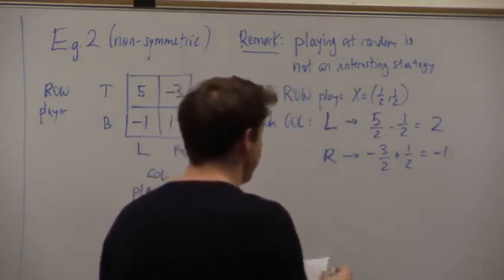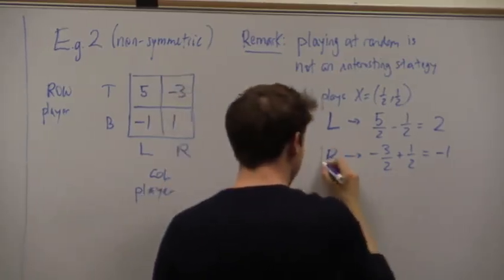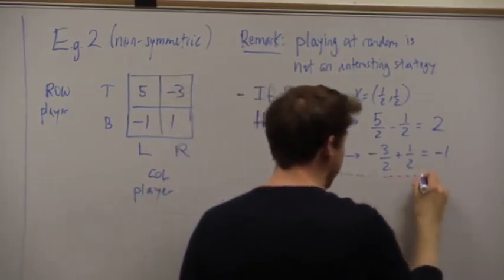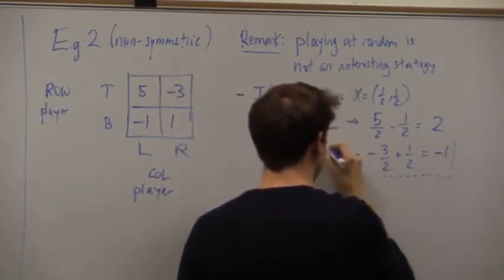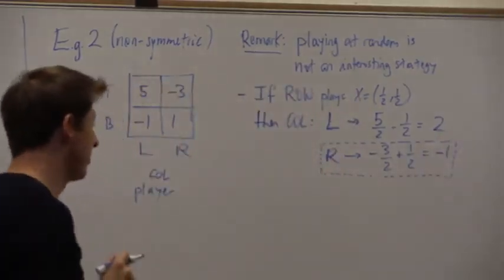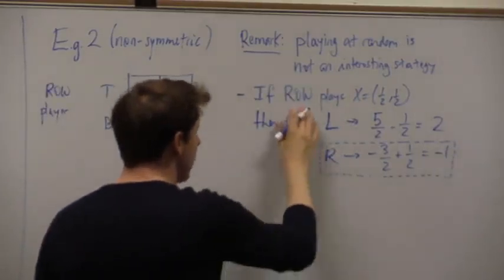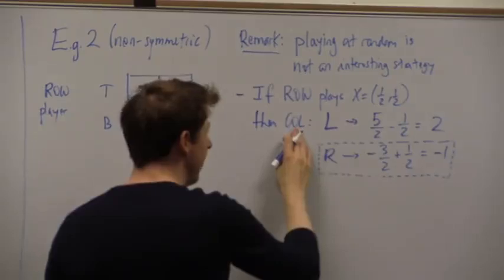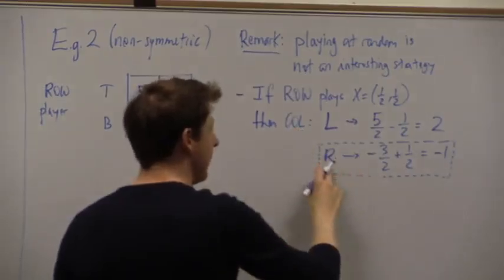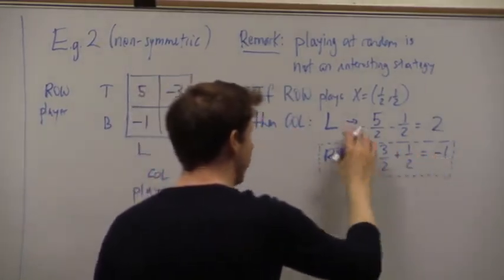Now, between these two, for the column player, it is better to play right because he wants small payoffs. Remember, the payoffs are for the row player, and so the column player wants to reduce those. So if row were to play this strategy, the column player would always play right as a pure strategy because it's just strictly better than this one.